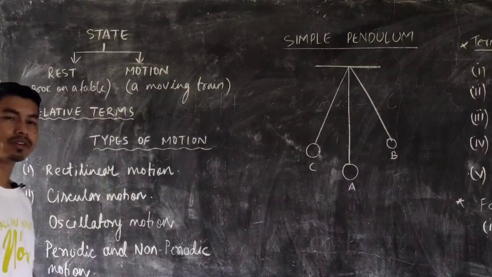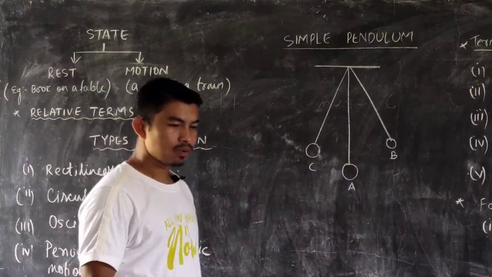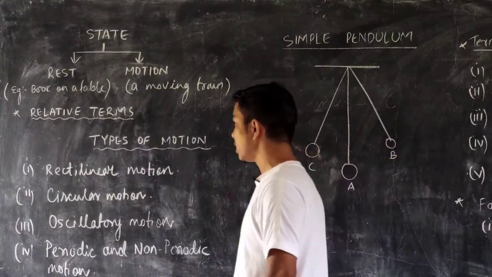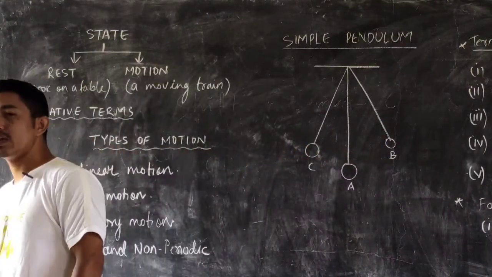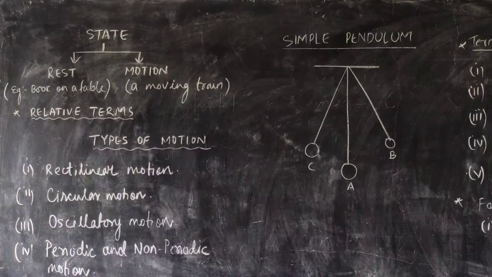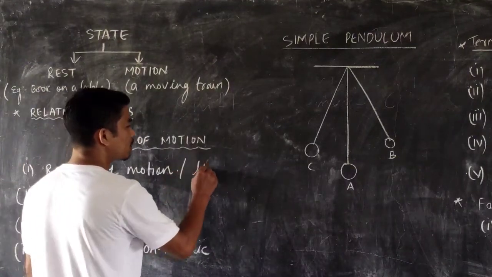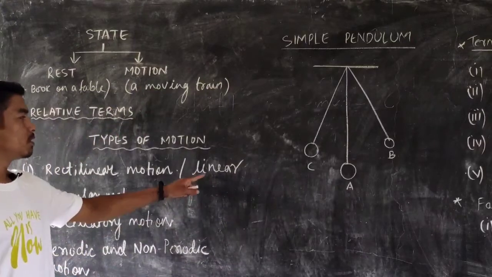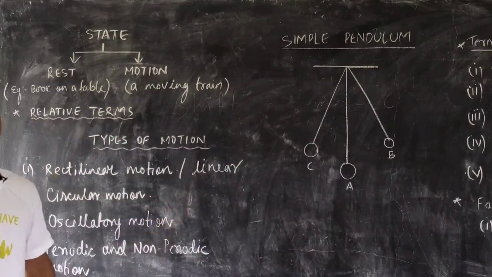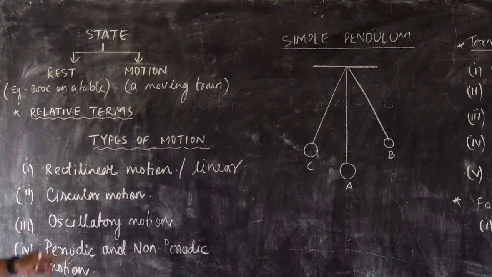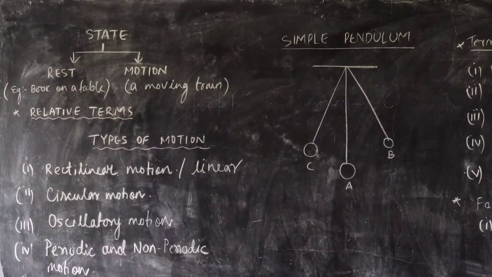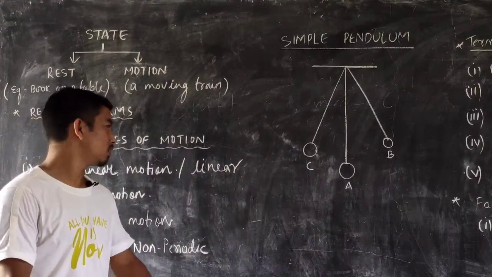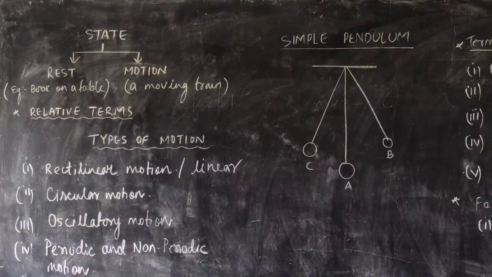Now since this chapter is about motion, we are going to learn about the various types of motion. The first type of motion is rectilinear motion. Rectilinear motion can also be termed linear motion, because linear means in a straight line. Whenever an object moves in a straight line, it is said to be rectilinear motion. For example, a train moving on a straight track.